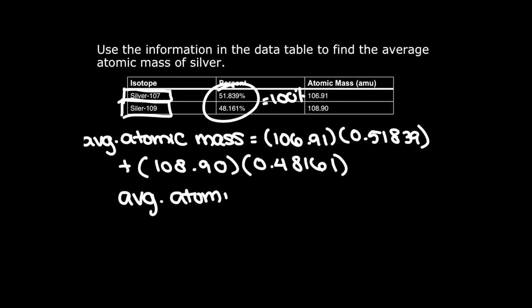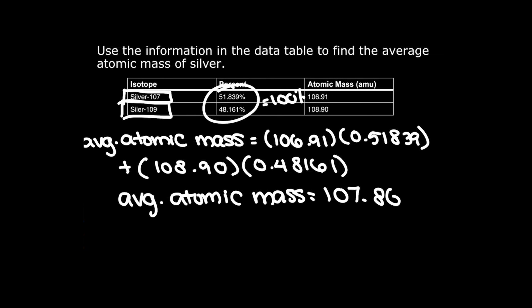So the average atomic mass is equal to, now let me grab my calculator real quick and calculate this. Okay, and we get 107.868. Now if we take a look at our periodic table, we can see our answer is correct for silver, so we know that we did this process right.